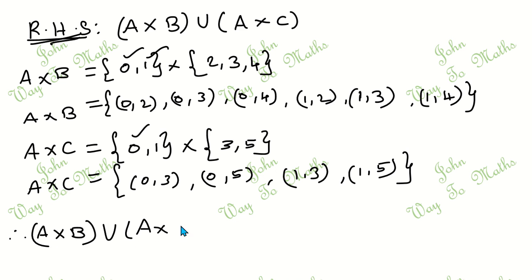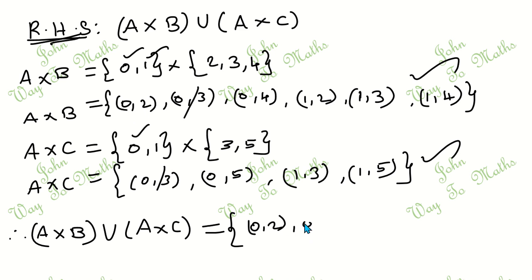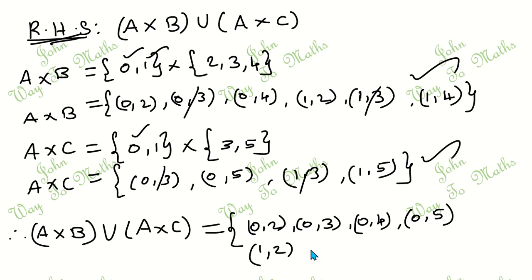For the union of the two products, I'm going to copy both. So choose A cross B, then A cross C. Here 0 comma 2, then 0 comma 3, and 0 comma 3 appears again, so writing one term is enough, only one entry of 0 comma 3. Then 0 comma 4, 0 comma 5, then 1 comma 2, then 1 comma 3, then 1 comma 4, then 1 comma 5 is the RHS. Consider this as equation number 2.